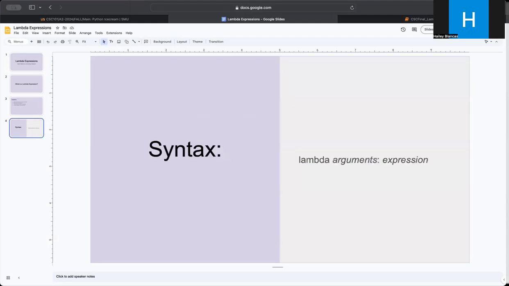To set up your Lambda expression, you write the word Lambda and then your arguments. Your arguments would be variables such as a, b, or c. Then you write the expression that you want Python to execute. This could be addition, subtraction, multiplication, division, or you could use it to find something in a list of words.